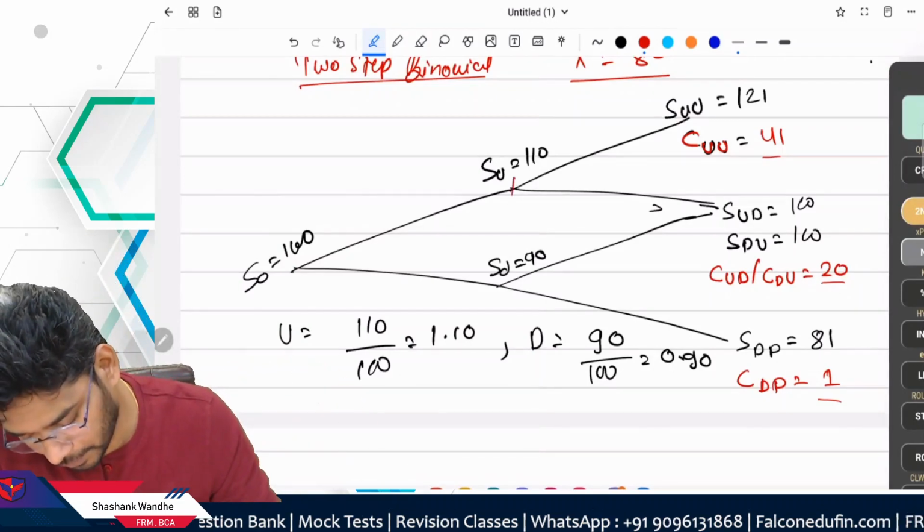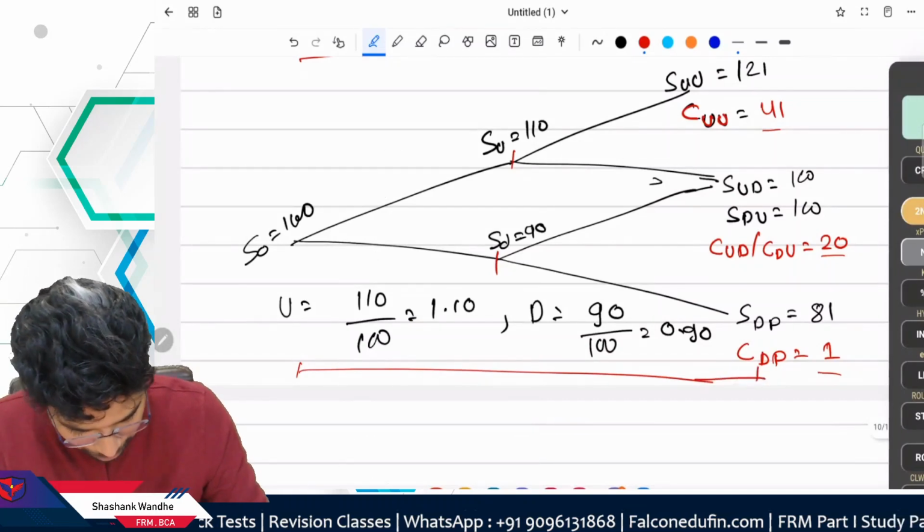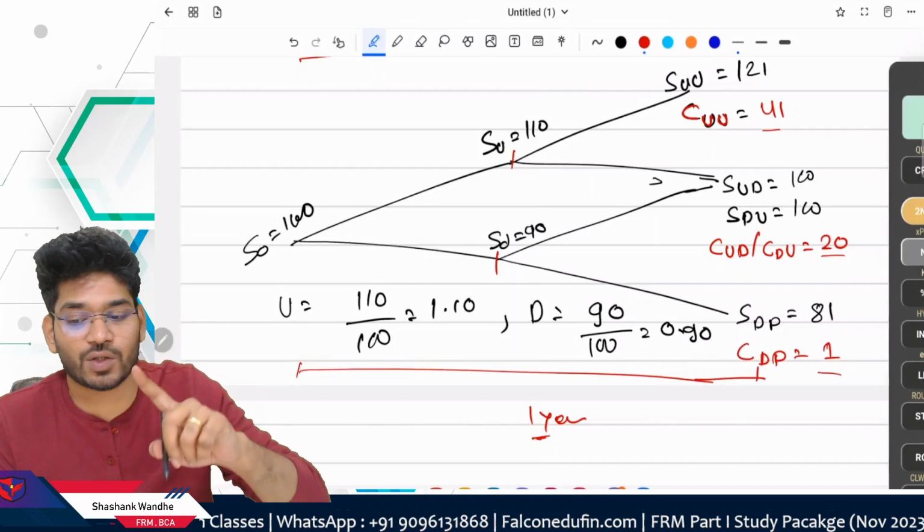Here, remember, when you are assuming a two-step binomial, this is the common mistake students make in the examination. Our total time period is 1 year. We are assuming two steps.